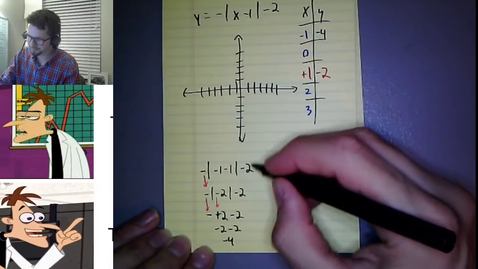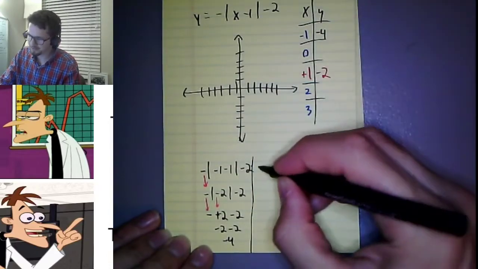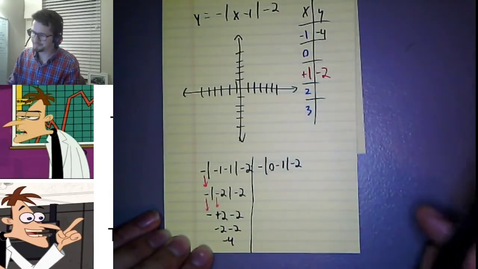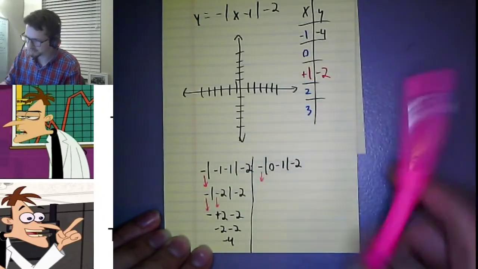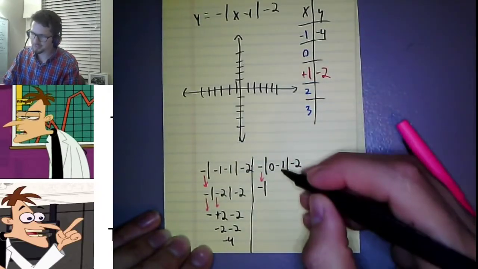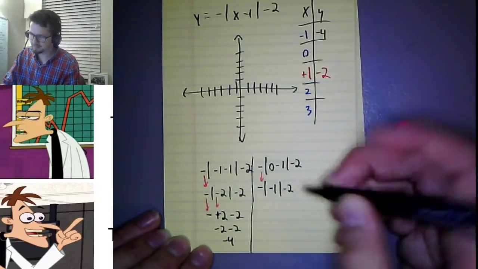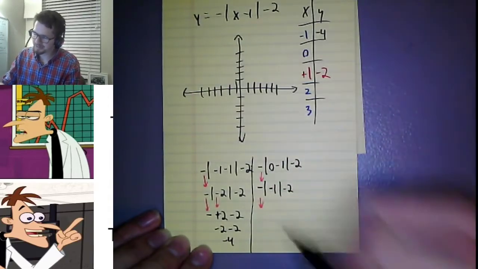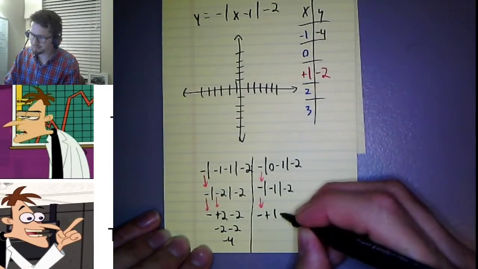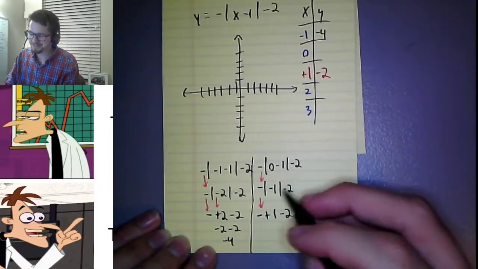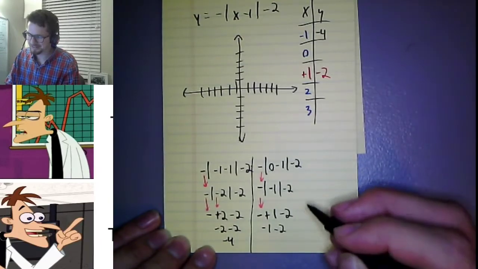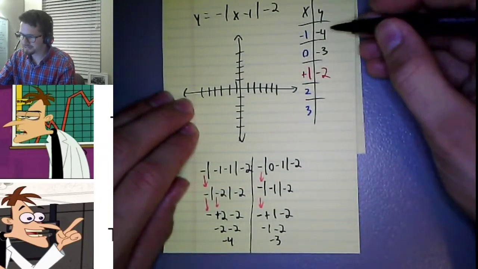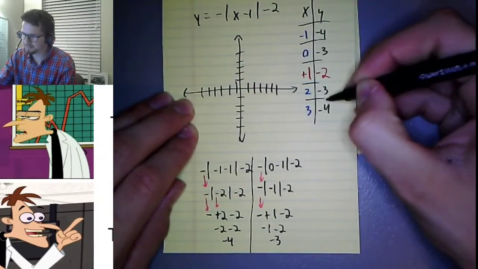So let's try the next one. 0. So negative 0 minus 1, minus 2. So my negative here carries down. What's 0 minus 1? -1. So what's the absolute value of -1? +1. So my negative carries down, and then I have a +1 minus 2. So negative +1 is really just -1 minus 2, and that gives me -3. And if it's -2, -3, -4, it's also -2, -3, -4.